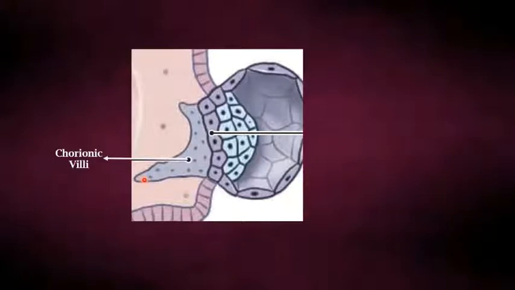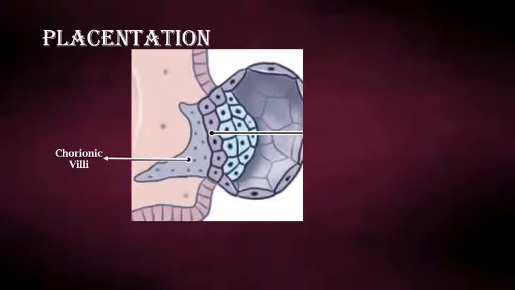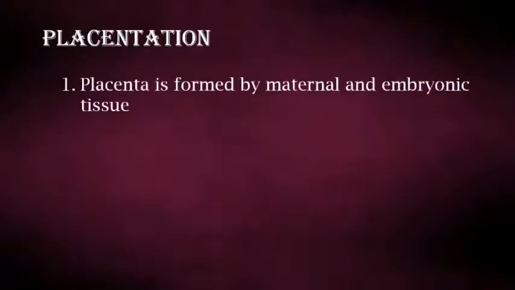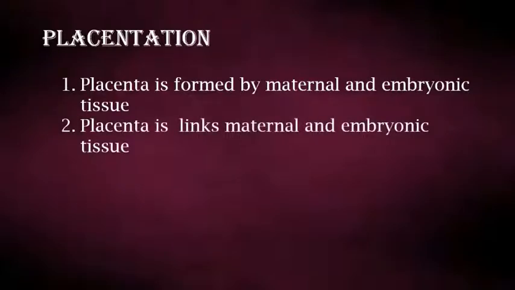The chorionic villi are closely in contact with the blood vessels of the endometrium, and they begin to form the placenta, and this process is known as placentation. Why is the placenta important? The placenta is contributed by maternal and embryonic tissue. The endometrium of the uterus and the trophoblast of the blastocyst together form the placenta, and this placenta is the link between the maternal and embryonic tissue.